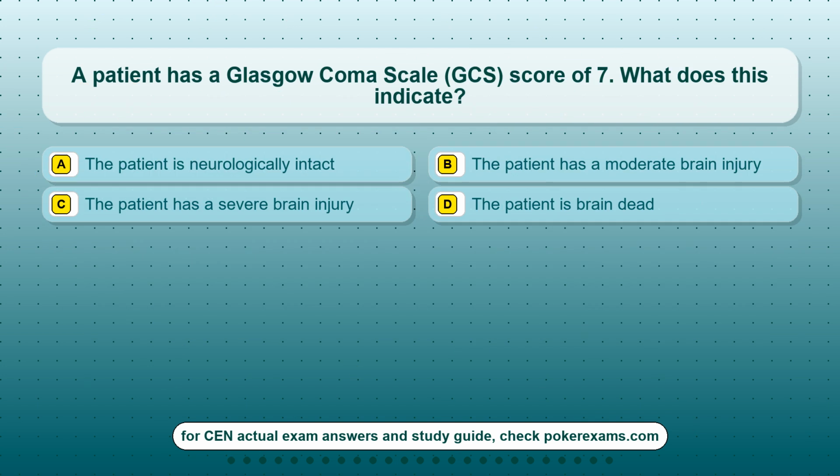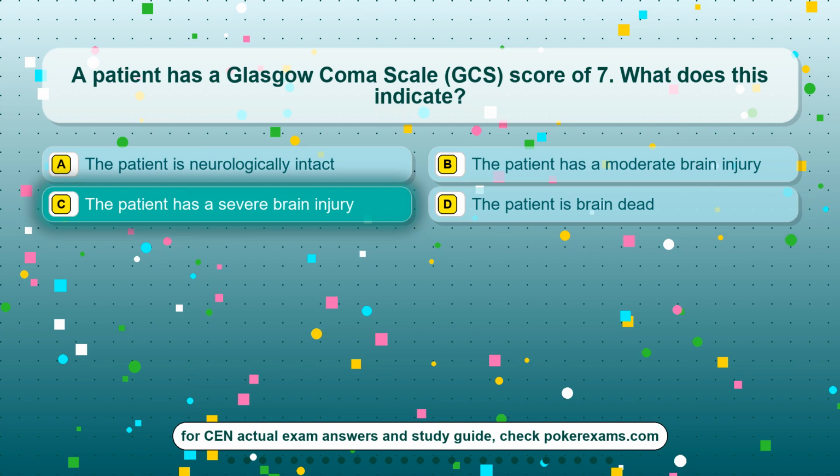Question 8. A patient has a Glasgow Coma Scale, GCS, score of 7. What does this indicate? Option A. The patient is neurologically intact. Option B. The patient has a moderate brain injury. Option C. The patient has a severe brain injury. Option D. The patient is brain dead.